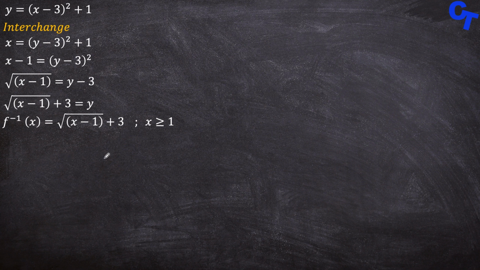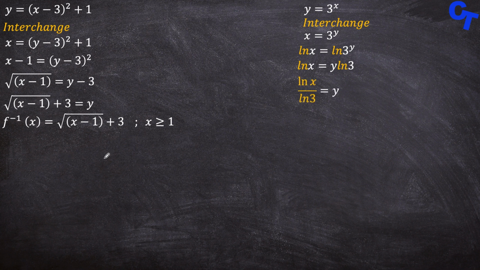Okay, that is good. So what if we have a function like this one? It's easy, don't panic. What we're going to do is interchange x and y, then make y the subject of the formula. So it's going to be x is equal to 3 to the power y. Now, let's take the logarithm on both sides. So we're going to have ln x is equal to ln 3 to the power y. From here, we can drop the power, and we're going to have ln x equals y ln 3. Now we need to divide both sides by ln 3, and if we do that, we're going to have our y. And this becomes the inverse.